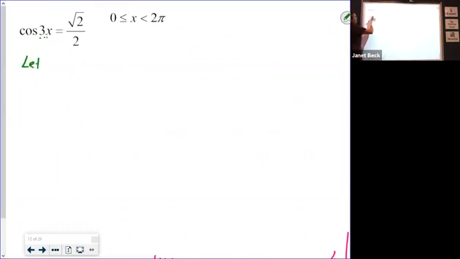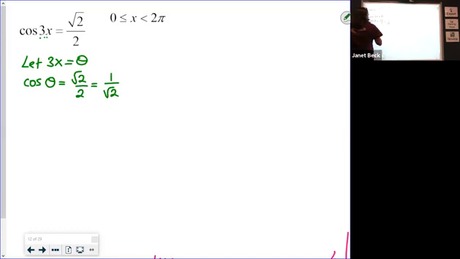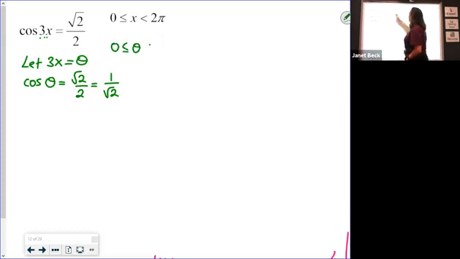You must write this. We're going to put in this substitution, and writing this substitution is not optional. It's something that you must write on there. So we're solving for the cosine of theta equals the square root of 2 over 2, which is going to be much easier if we rewrite that as 1 over the square root of 2. It's the same thing.